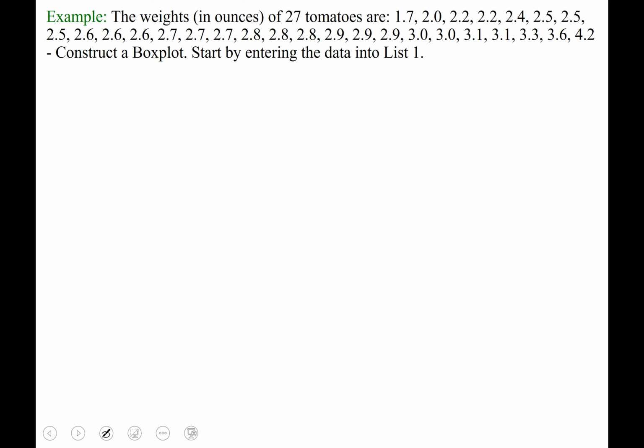Okay, we're going to use this example to construct our first box plot. The weights in ounces of 27 tomatoes are listed here. We've got 27 weights of tomatoes there. And we are asked to construct a box plot. And we're going to start by entering the data into list 1. Okay, so turn on your graphing device, and I'm going to hit Stat and then Edit. That's always where I enter my data. So go ahead and pause this video now and enter all of those data values, please.